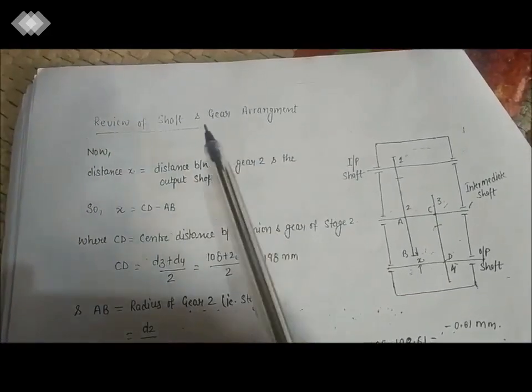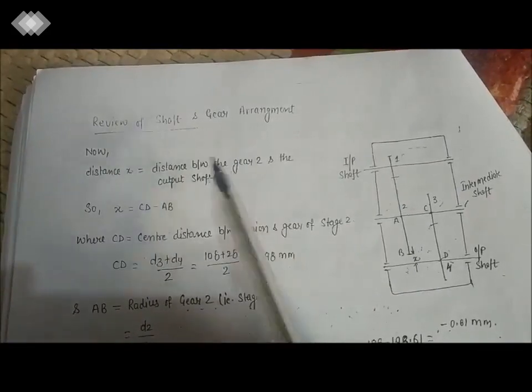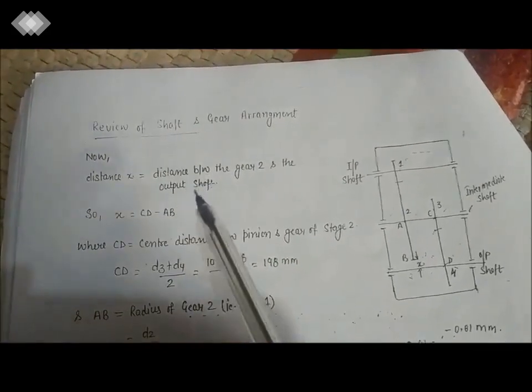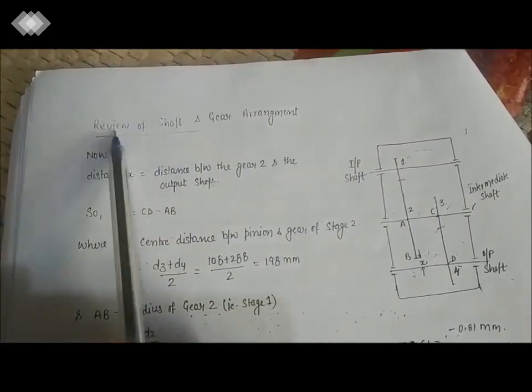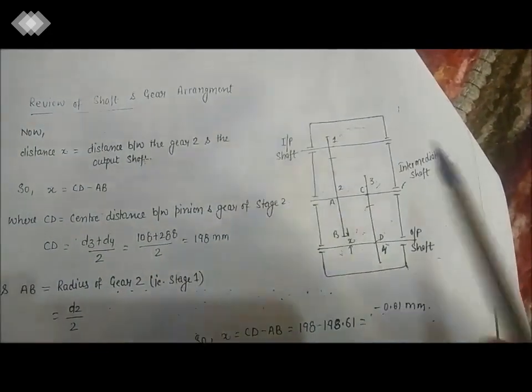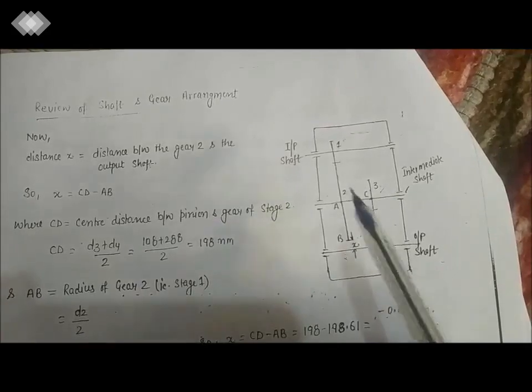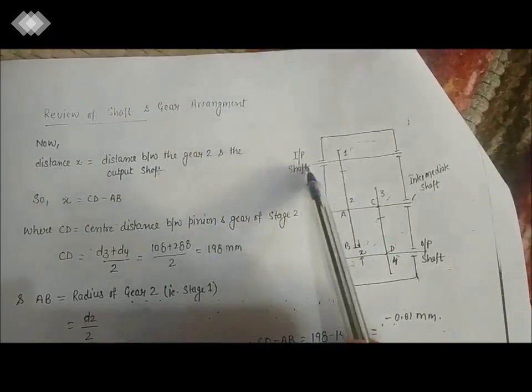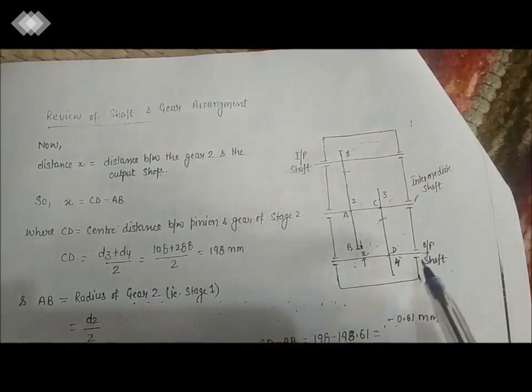Hello everyone, let's discuss the next stage, which is part of our gearbox design. Here we are going to discuss the design of the casing, but before that let's review the shaft and gear arrangement. Now here we have the rough sketch of a two-stage gearbox. Here we have three shafts: input shaft, intermediate shaft and output shaft.